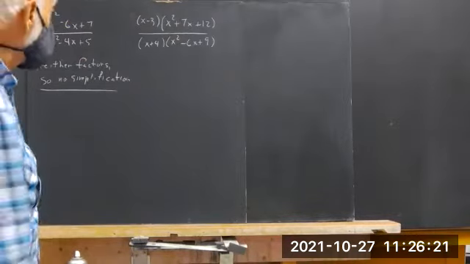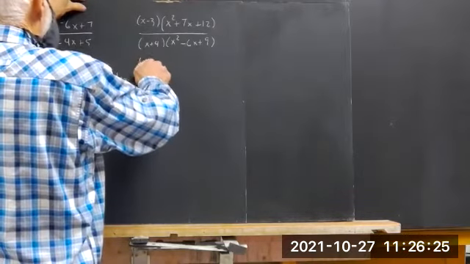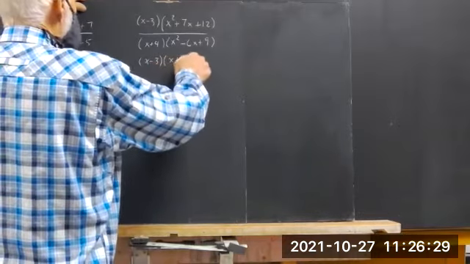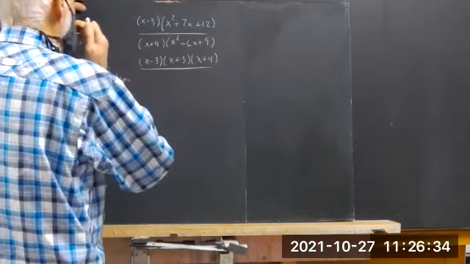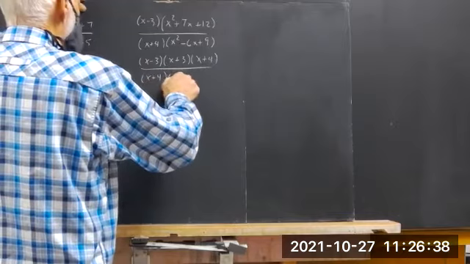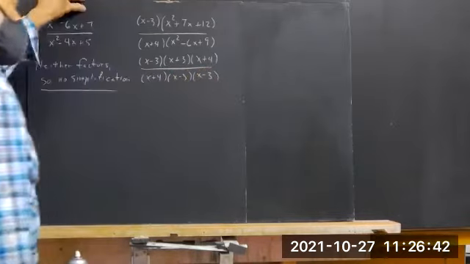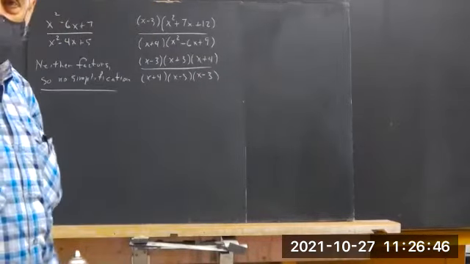Over here, now this one does factor, and this does quite a bit of factoring. So we have x minus 3 times x plus 3 times x plus 4 up here. And in the denominator, we have x plus 4 times x minus 3 times x minus 3. So I want to cross things out. I don't allow that in this course.